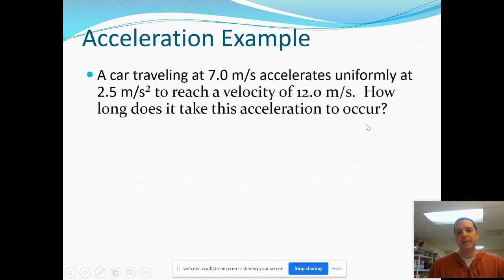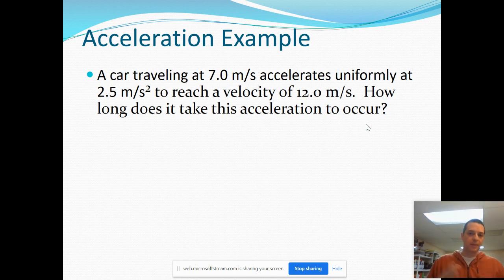Let's go over an example of acceleration. In this example, we have a car traveling at 7 meters per second, and it accelerates uniformly at 2.5 meters per second squared until it reaches a velocity of 12 meters per second. How long does it take this acceleration to occur?